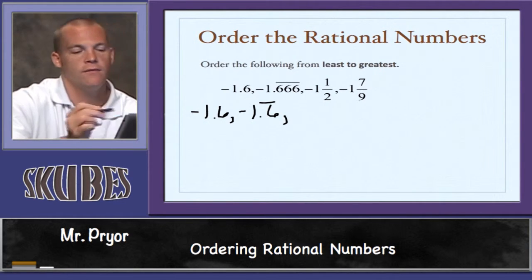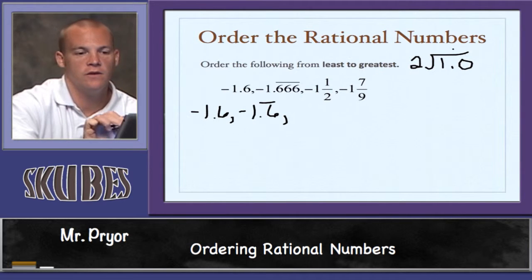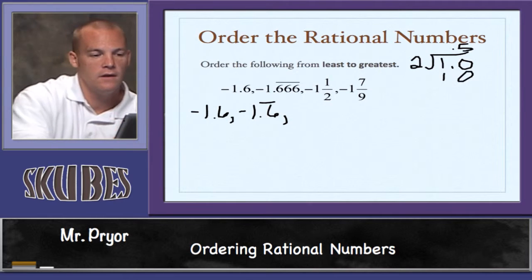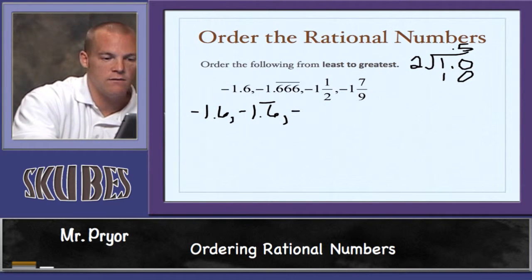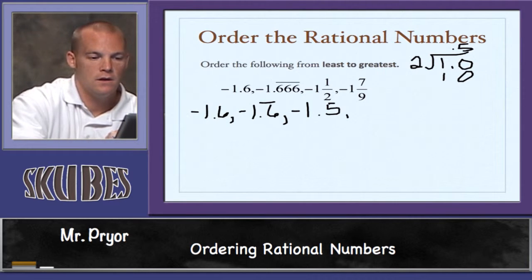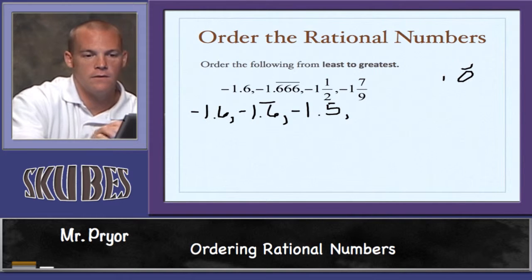Well, 1/2 from the last slide we know actually becomes 0.5, but again, if you've forgotten, that's going to be 2 into 1.0. So 2 goes into 10 5 times, and you can see you're going to end up with 0.5. So that means this number is going to be negative 1.5. And then negative 1 7/9 we have not done, so let's take a look at that one real quick.